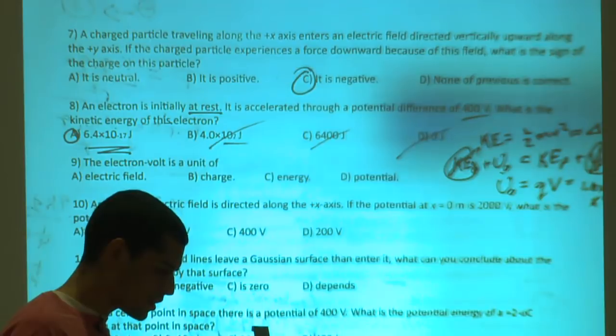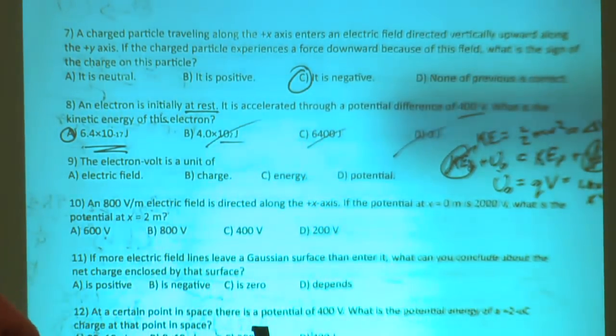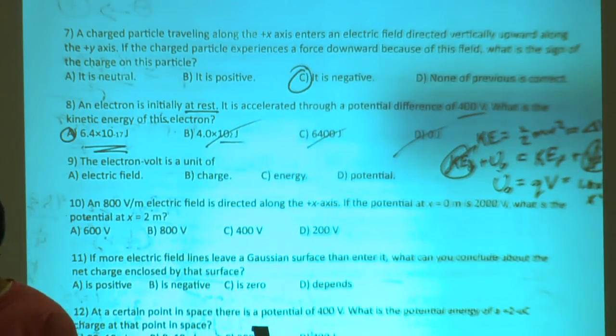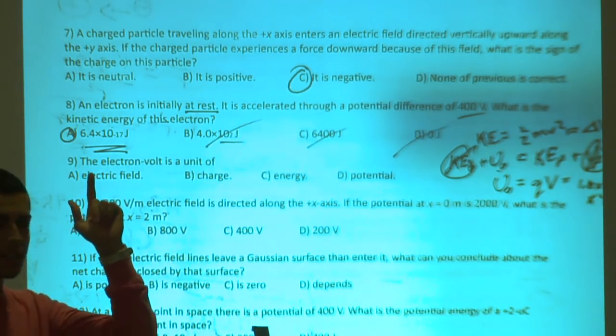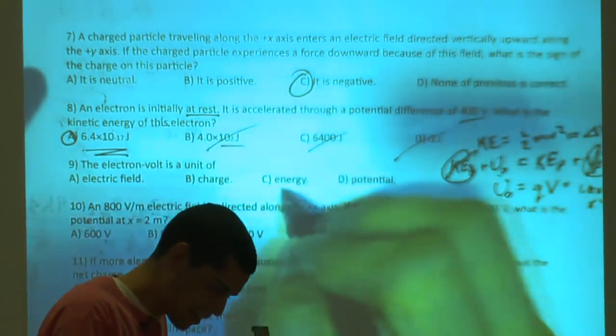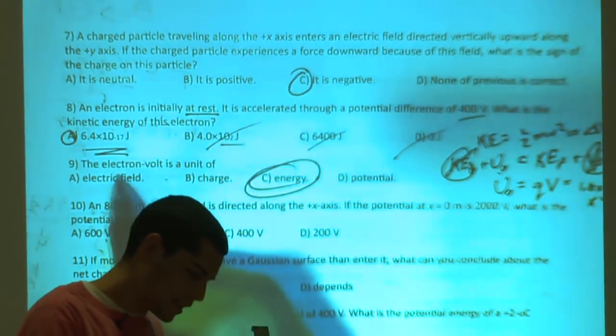The electron volt is a unit of electric field, charge, energy, or potential. Come on, who can scream this out? Potential? Awesome. Anybody else? Wrong. It's energy, right? Because we'll have the electron volt.